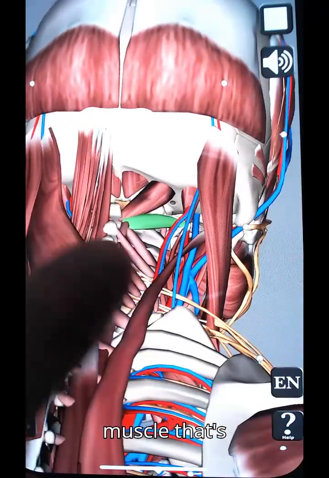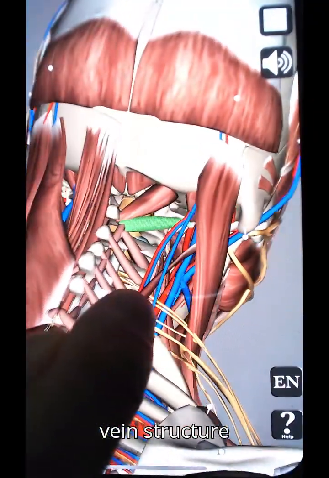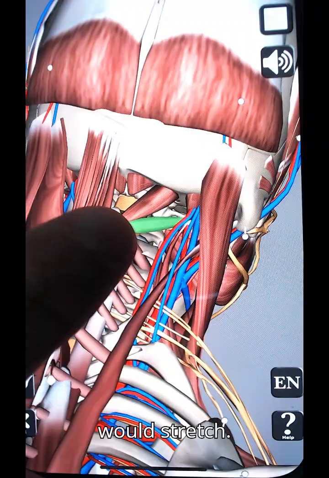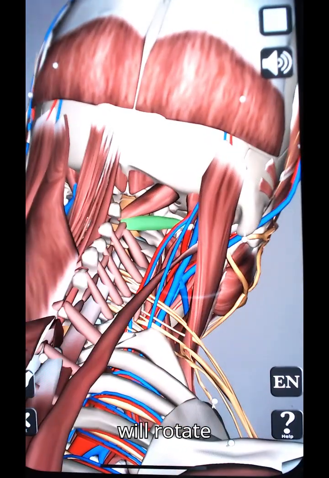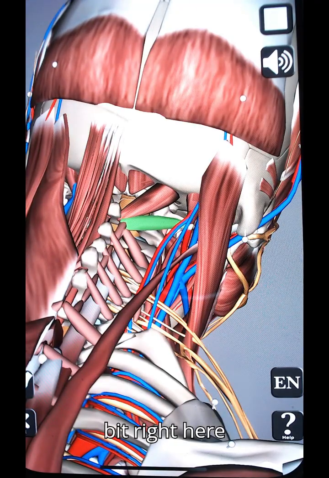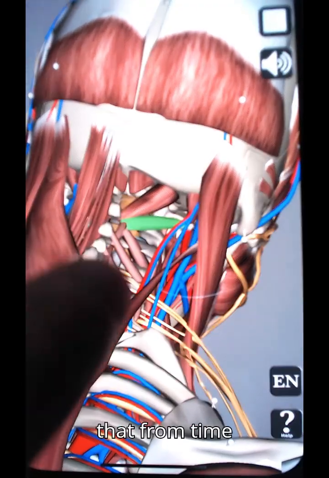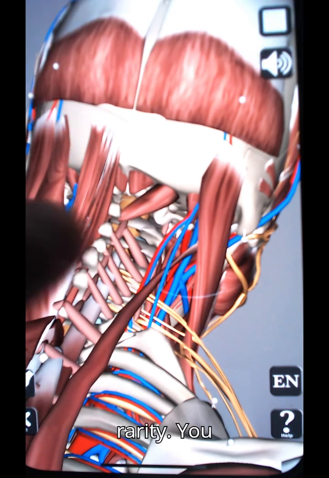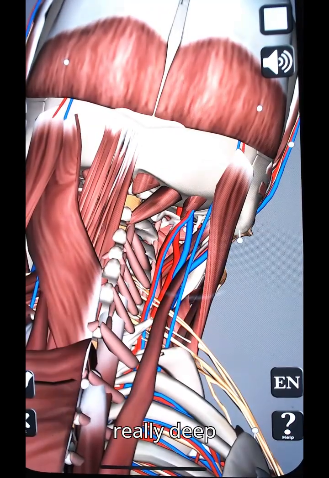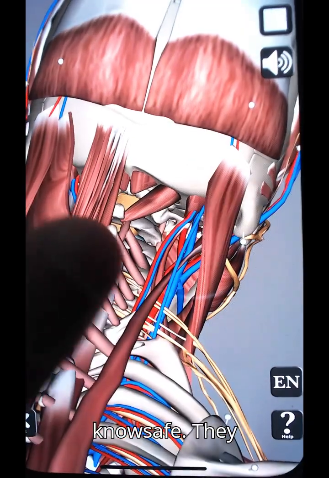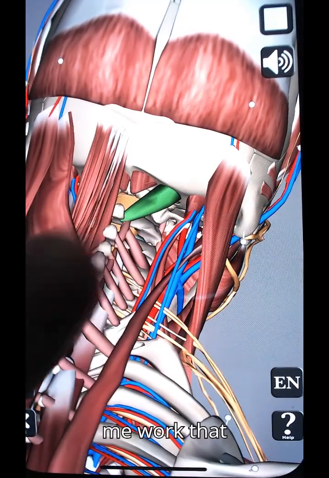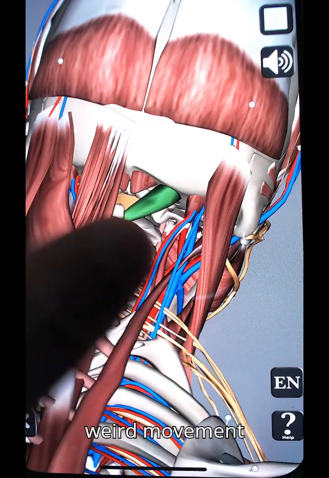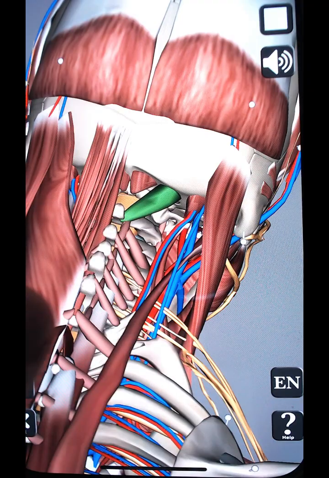This is another muscle that's really close to a lot of vein structure. And so a lot of these I would stretch. These aren't muscles that you want to be putting a thumb too close to. I will rotate the person's neck a little bit right here and then maybe put a thumb on that from time to time. But that's a rarity. They have to have some really deep neck pain, and they have to be safe clients that I trust and that are willing to let me work that deep. Because any kind of weird movement there, you could be hitting structure that you don't want to.